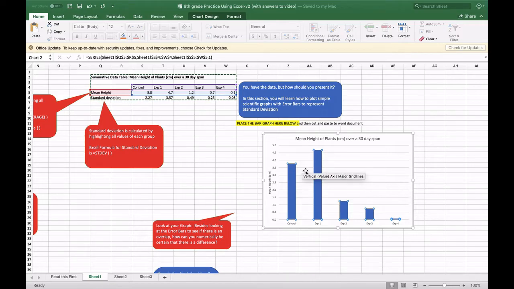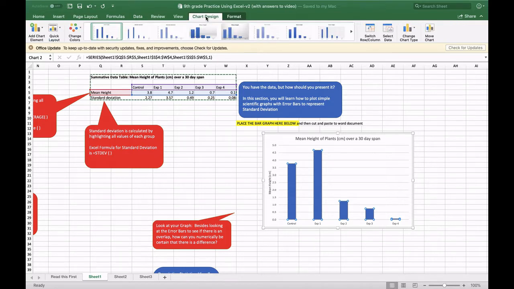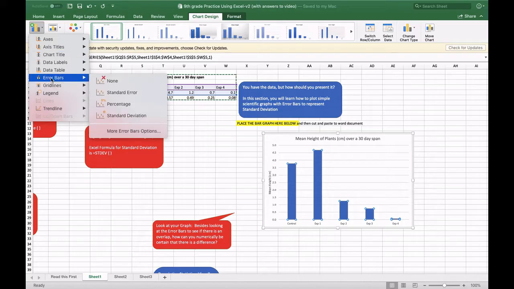Okay. So when you highlight the bars, you now have these tabs, chart design and format, and you can now add your standard deviation error bars. So you go to chart design, and then under add chart element, you scroll down to error bars. And you are not going to add the obvious standard deviation error bars. You would think it's that, but it's not. You are going to go to more error bar options because you are going to standardize your actual values. You have to input them manually, because notice that in your summative data table, your standard deviation differs per group.